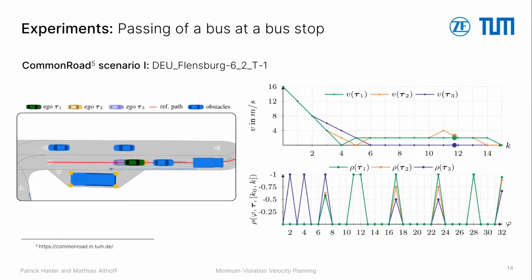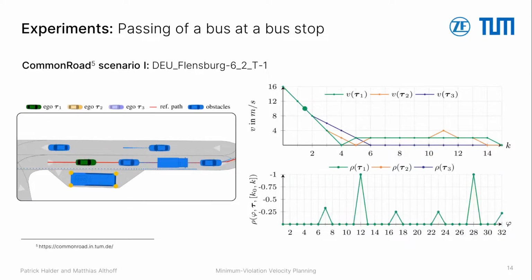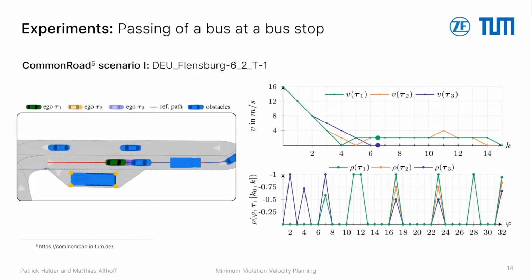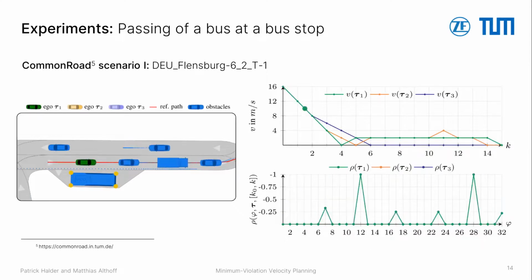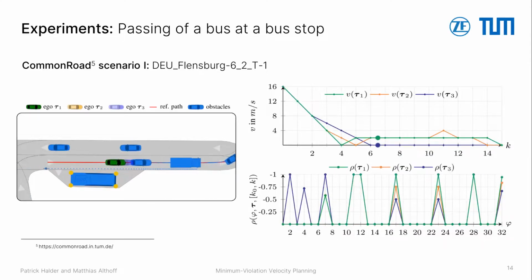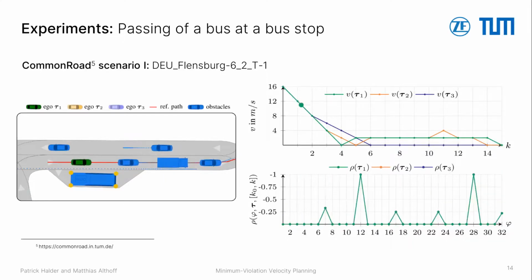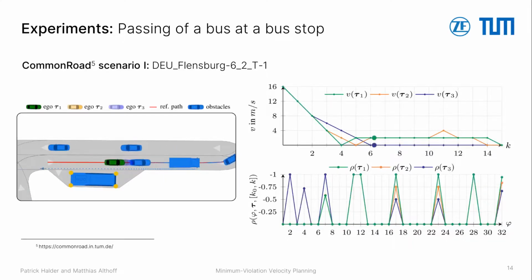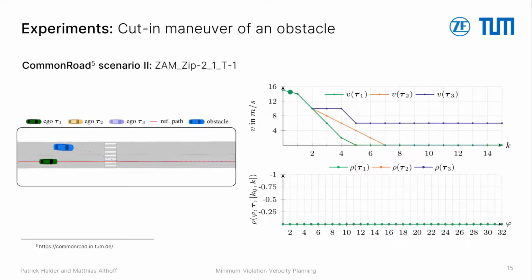In this scenario, the ego vehicle passes a stopped bus at a bus stop, and it already violates some rules at the initial time step. As a result, the ego vehicle cannot satisfy the safe distance rule phi 7 and the passing of buses rule phi 11. But as you can see, the green minimum violation trajectory minimizes the negative robustness for these rules by performing the harshest braking maneuver.